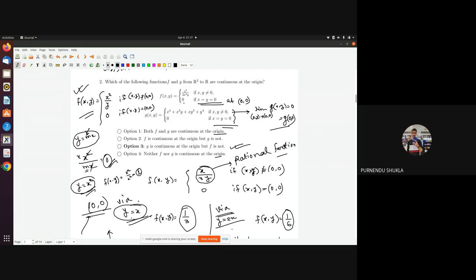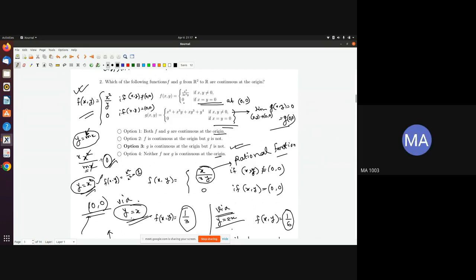Now you have to ask, can there be any other path for which the limiting value will be different? What I have said earlier, there is a difference between the degrees of x square and y. So we should move to the higher degree curve. The first higher degree curve we know is the parabola, y equal to x square. That's why I have chosen that.